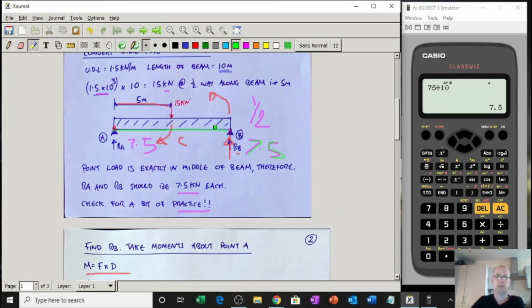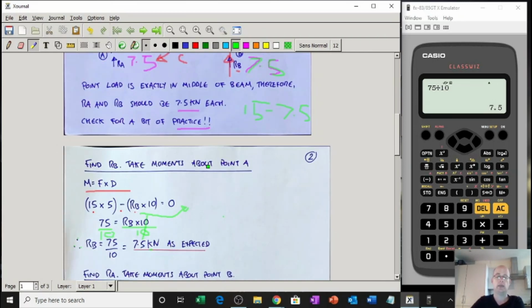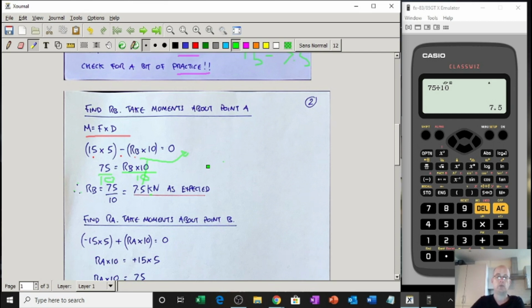What you could do now is just take 15 take away 7.5, which will give you the other 7.5 obviously, because we know that there's 15 coming down, which means RA plus RB has got to equal 15 as well. So that's one way you could do it. Obviously you need to check yourself, because if that 7.5 was wrong, then everything else would be wrong. So get into the habit of using moments both ways.